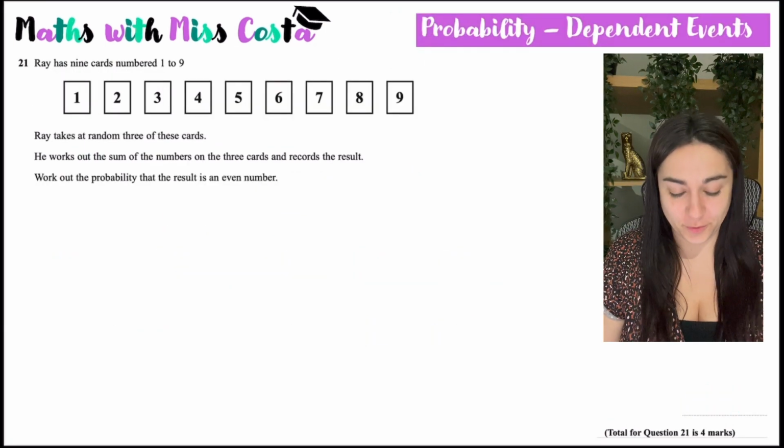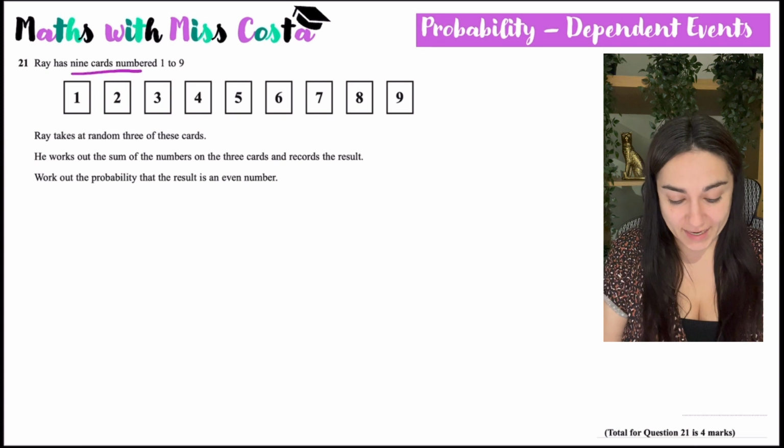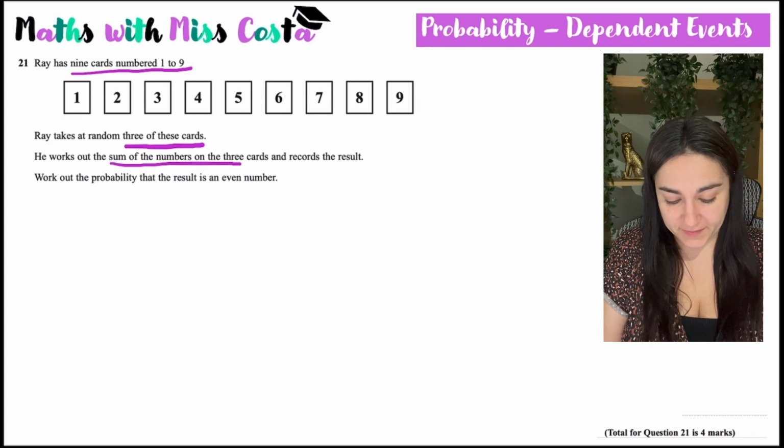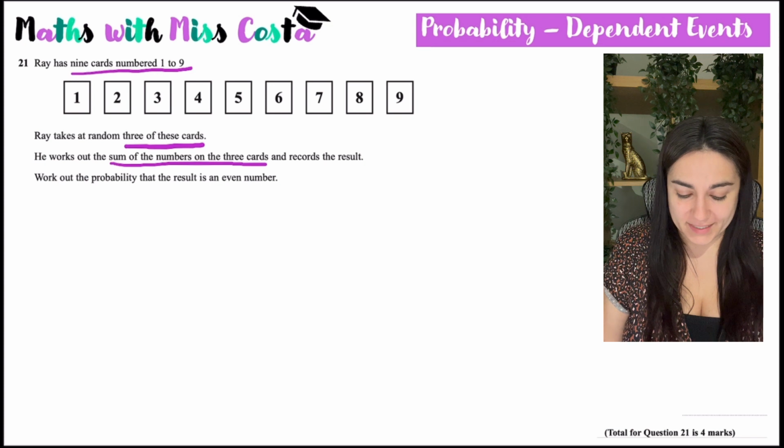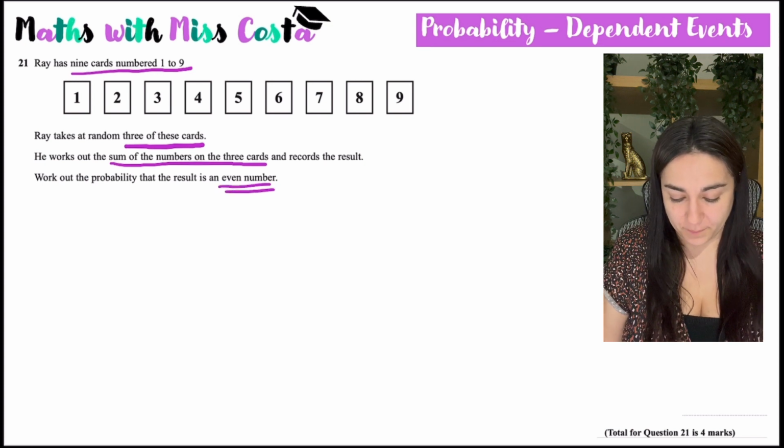Okay, so here we've got a probability question. I'm told that Ray has 9 cards numbered 1 to 9. He takes at random 3 of these cards and he works out the sum of the numbers on the 3 cards and records the result. Work out the probability that the result is an even number.